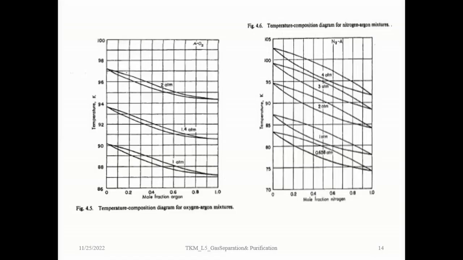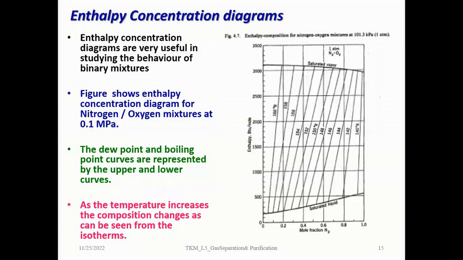Right? You can also replot the above diagram in terms of enthalpy, and you come across what is called the enthalpy concentration diagram. The enthalpy concentration diagram is very useful in studying the behavior of binary gas mixtures. In this diagram, the saturated vapor is plotted on the upper curve, and the saturated liquid is shown on the lower curve, and the mole fraction of nitrogen is increasing from 0 to 1.